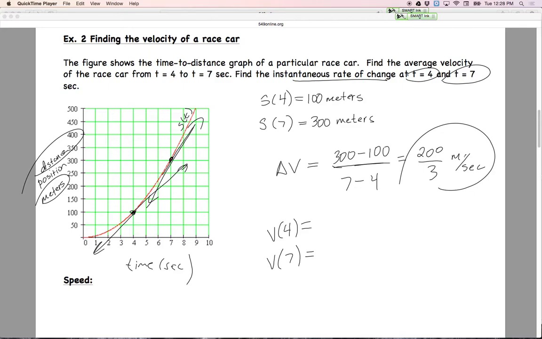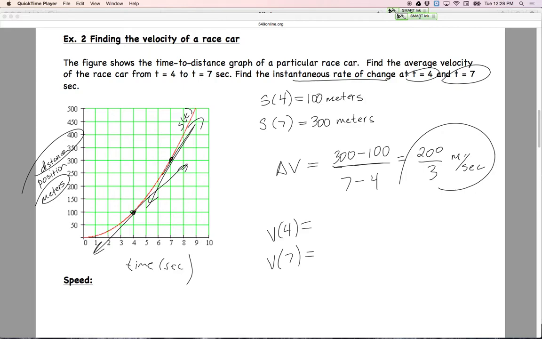What do you actually need to find the exact velocity at 4? You need position. Because if I had the position equation, what would you do to get velocity? You would take the derivative of it, and then you could plug in your 4 and your 7. But I don't have the position equation, so guess what we're stuck doing? Approximating. So here's what we're going to do.